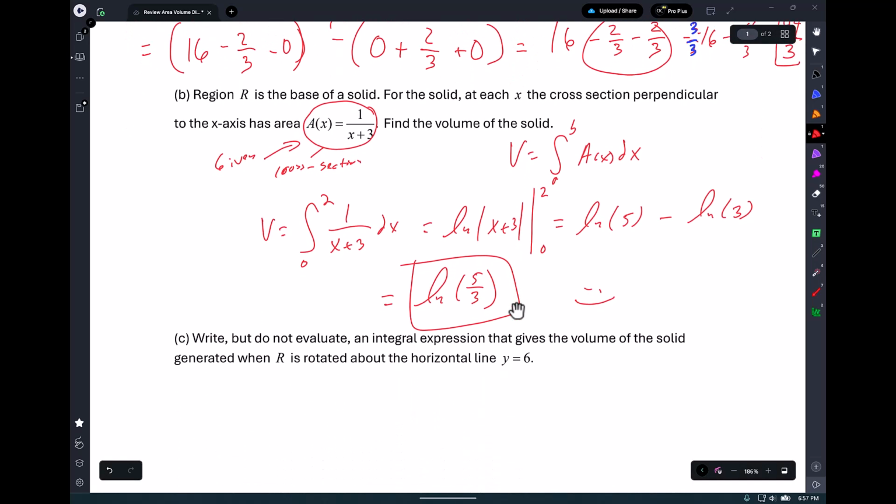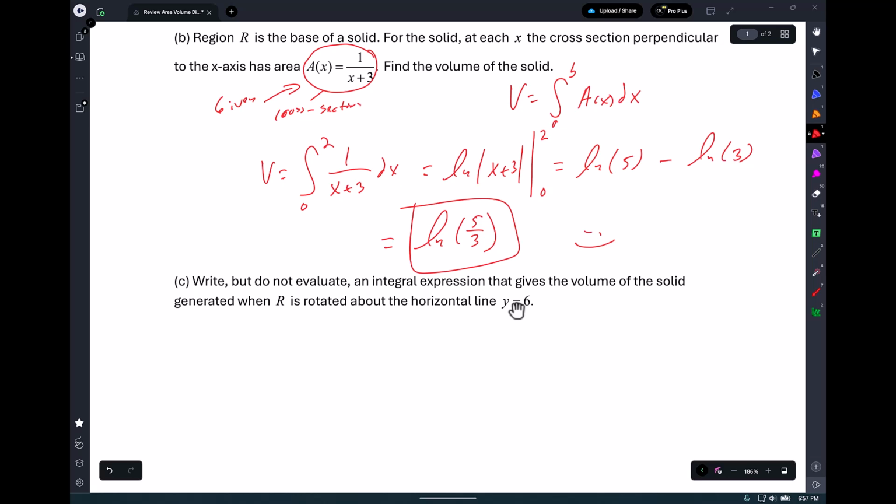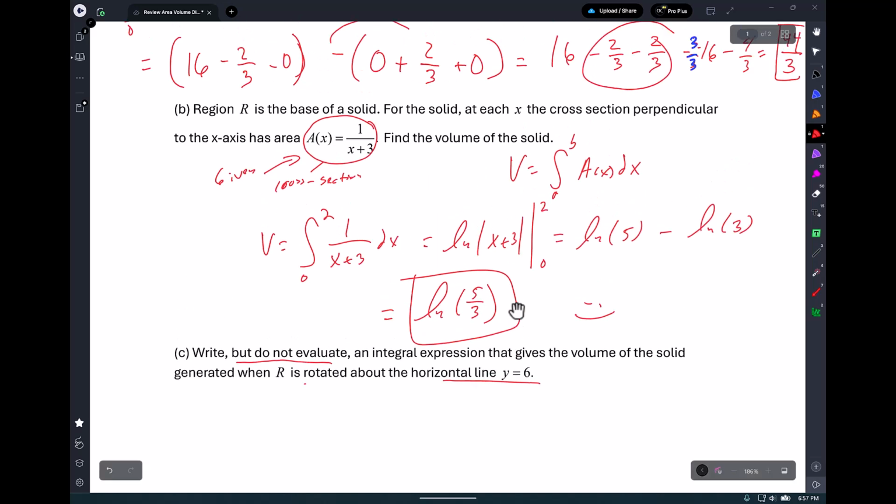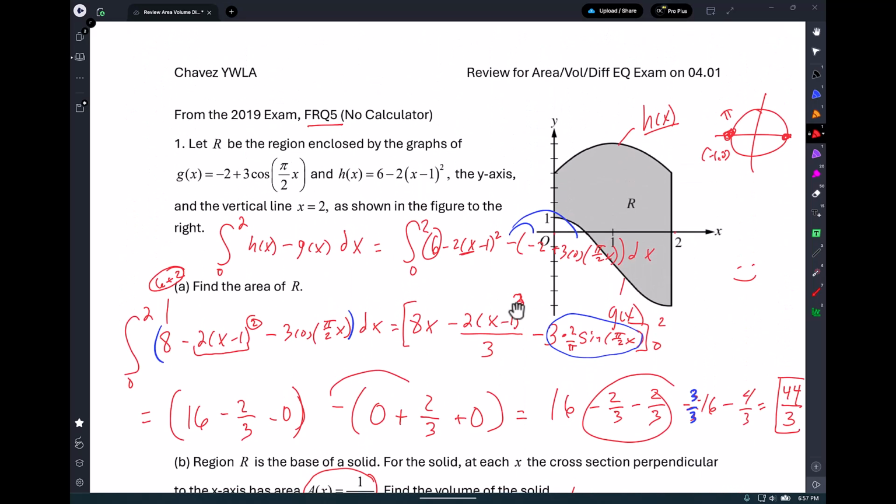Well, we're done with A and B. We're still here at C. Write, but do not evaluate, an integral expression that gives the volume of the solid generated when R is rotated about the horizontal line y equals 6. Okay, so let's rotate this. I'm going to rotate this, guys. I'm going to erase this so it can help me out.